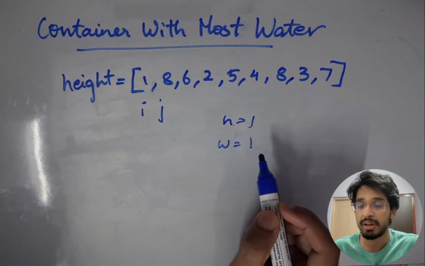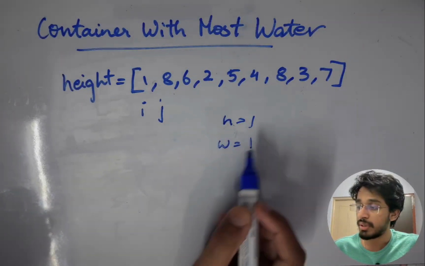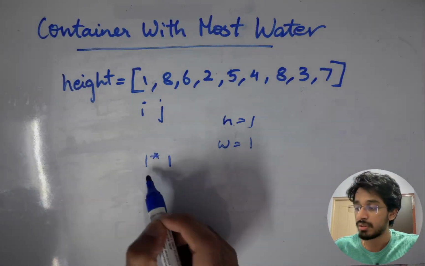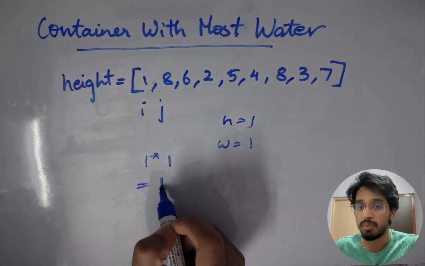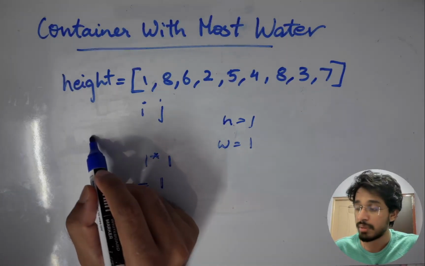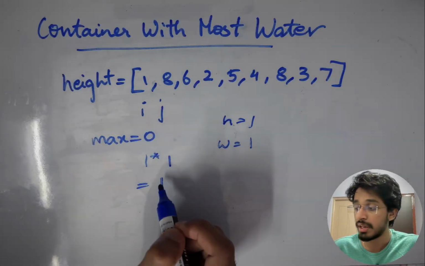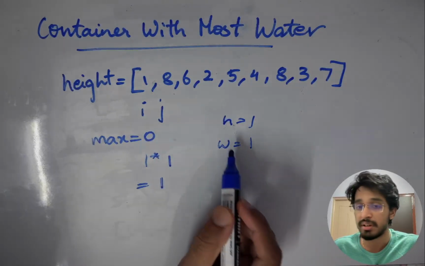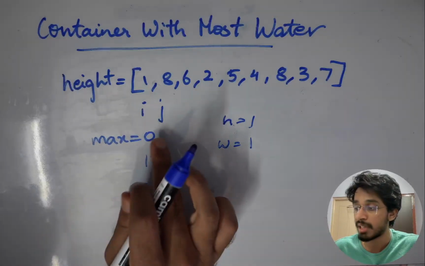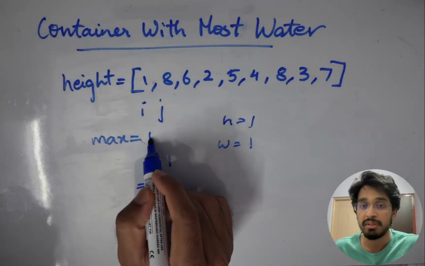So how do we calculate the area? We multiply 1 by 1, so the value becomes 1, and we need to keep track of a max variable, and initially it will be 0. Anytime the area we get is greater than the max value, then we update that. If not, it will be the same value.